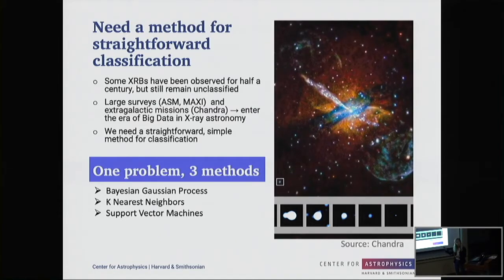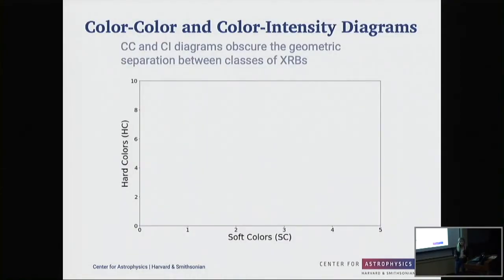So we have one problem that we sought to tackle with 3 different methods. So we're using a Bayesian Gaussian process model, a K-Nearest Neighbors model, and support vector machines. And so these are 3 common machine learning methods that are often used for classification that we wanted to compare. But first off, what does our data actually look like, and how do we use this? So like I said, people often use color, or color intensity diagrams. So what do I mean when I say color?